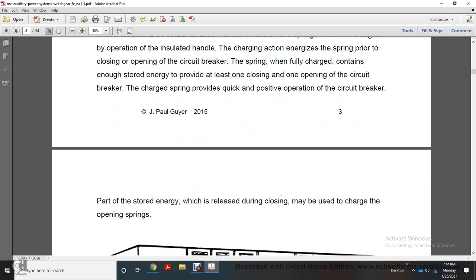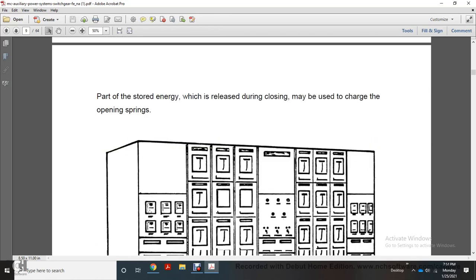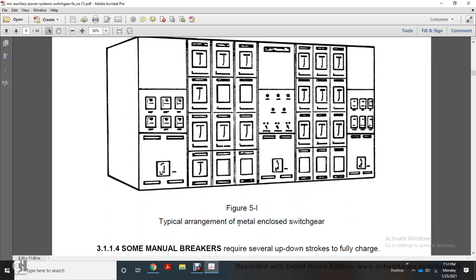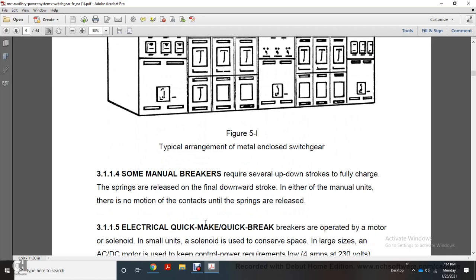Part of the stored energy when released during closing may be used to charge the opening spring. This is figure 5.1, typical arrangement, metal-enclosed switchgear. Some manual breakers require several up-down strokes to fully charge the spring, with a final downward stroke to release it. With the manual units, there is no motion of the contacts until the spring is released.